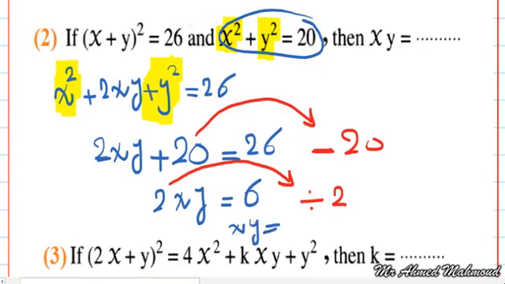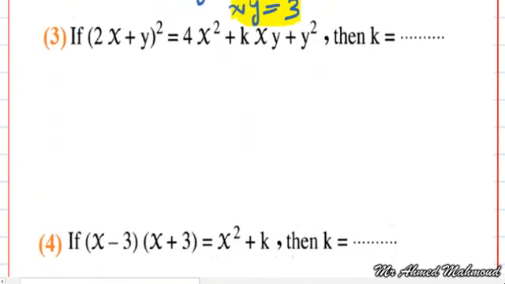xy equals 3, and this is the final answer to this one. Don't forget to write the answer here, 3. Okay, the next one is also complete.